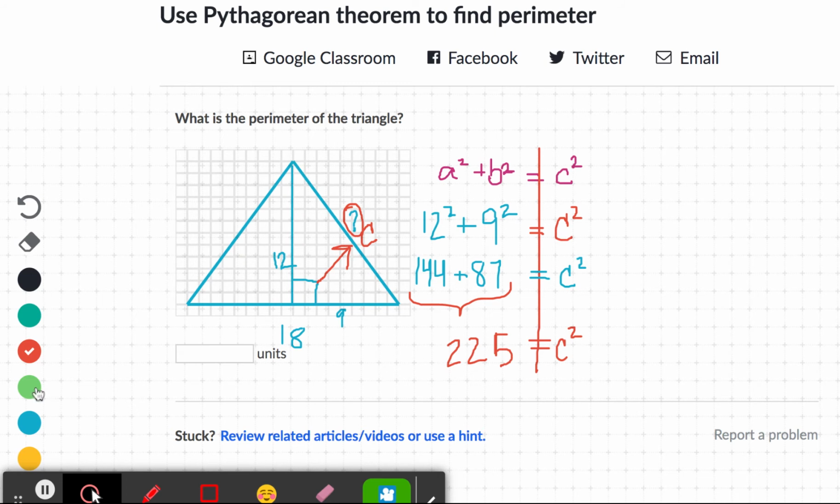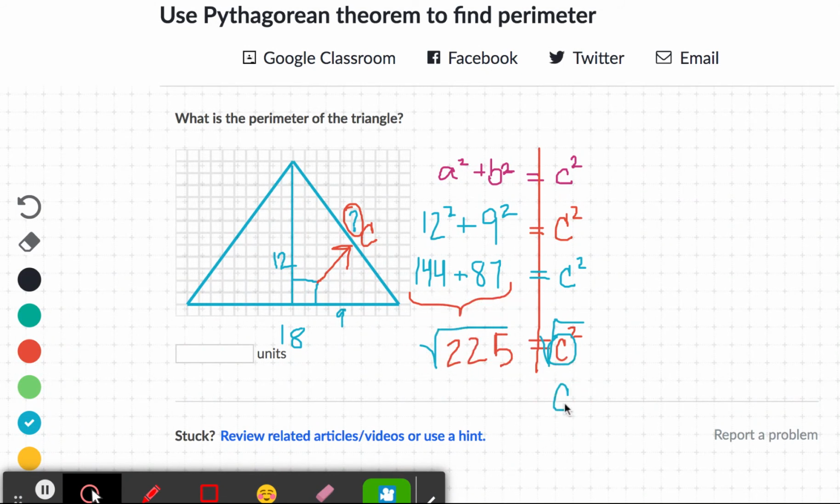Am I done? No, the c is not alone. I've still got this pesky squared to worry about. So what's the opposite of squared? I know you know it. It is a square root. So I'm going to take the square root of both sides.